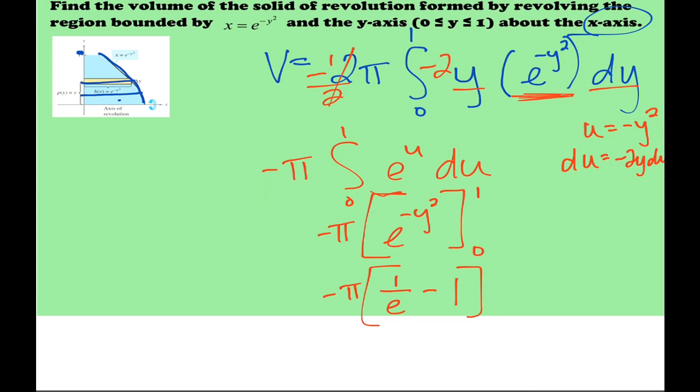To me, that's pretty simplified. So if we wanted exact values, we can leave it like this. If you wanted it in decimal form, you can put it in your calculator. You should get 1.986 would be the volume of a solid if we took this and rotated it around the x-axis. Okay.